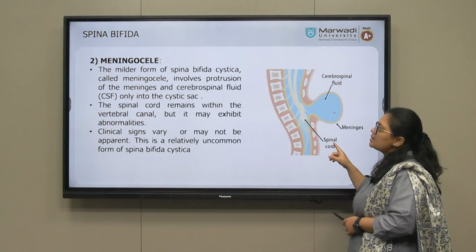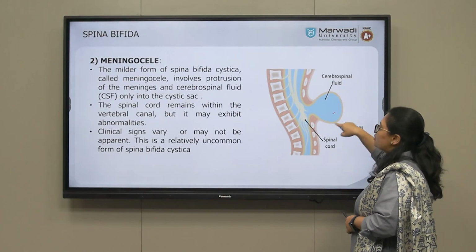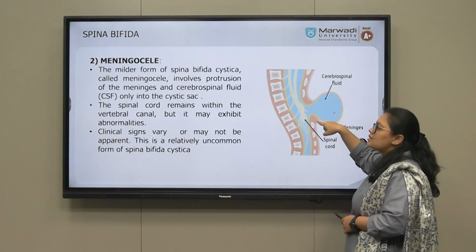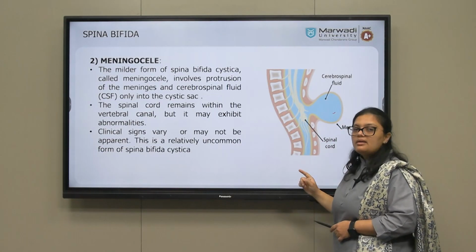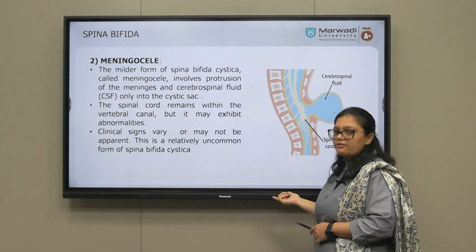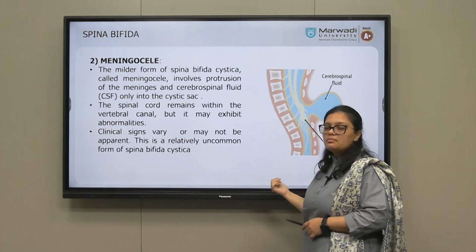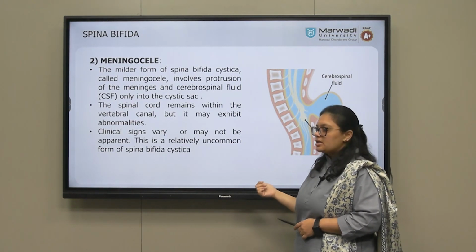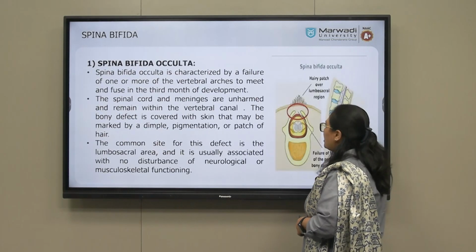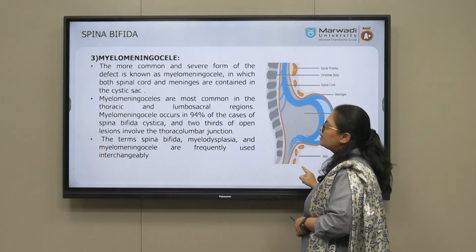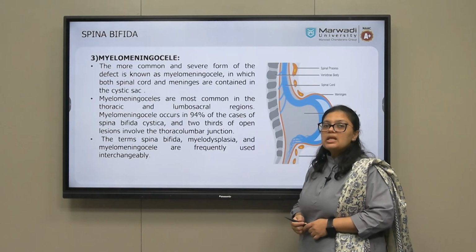Why do we call it cystica also? Because a cyst-like structure is formed when the meninges also protrude. Fine. So here the spinal cord is still intact, so there will not be much damage, or there will not be many symptoms present in the patient. But this, as we said, is a bit rare condition. This is either common, or then this myelomeningeocele is common.